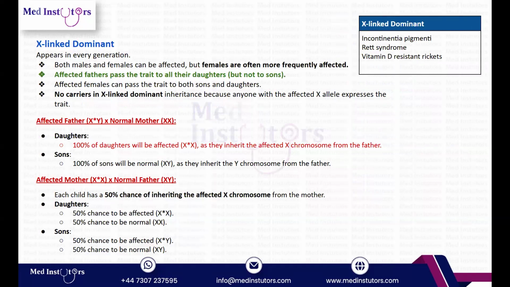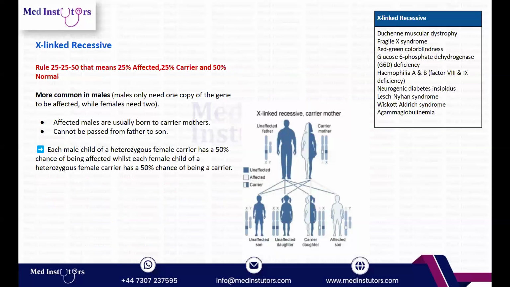Okay, moving on to the next, we have X-linked dominant. Before I explain X-linked dominant, I will explain X-linked recessive so that it becomes easier for you to understand. So this one is X-linked recessive. Now this also has a rule, which is the 25, 25, and 50 rule. That means 25% affected, 25% carrier, and 50% normal.